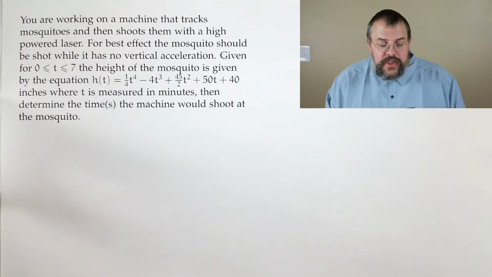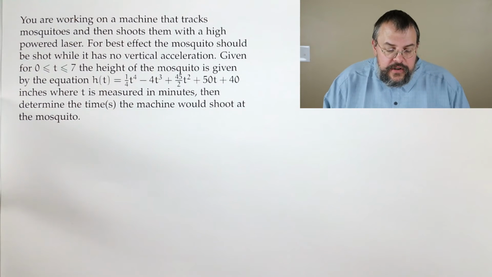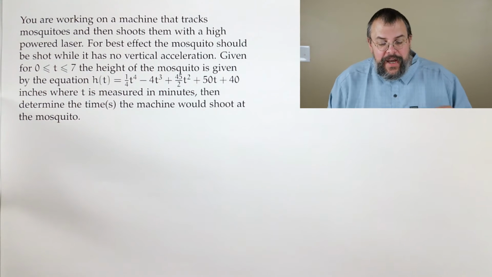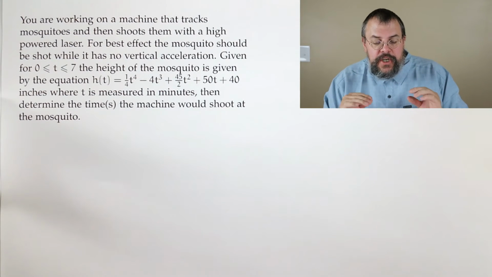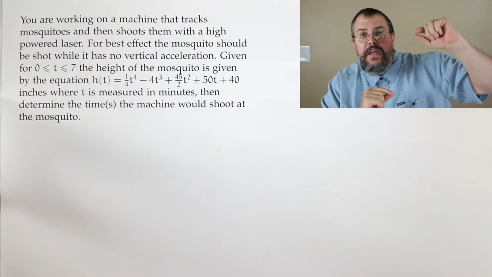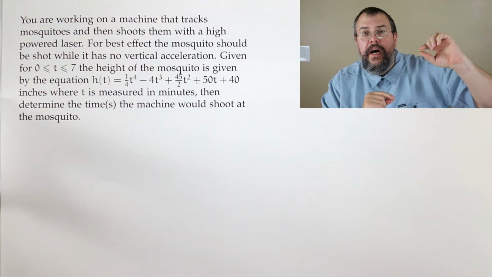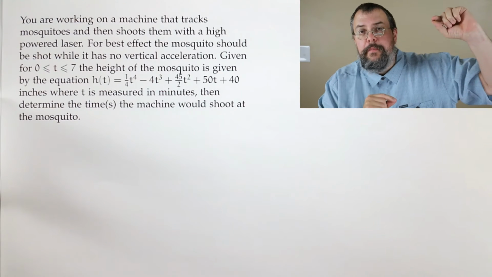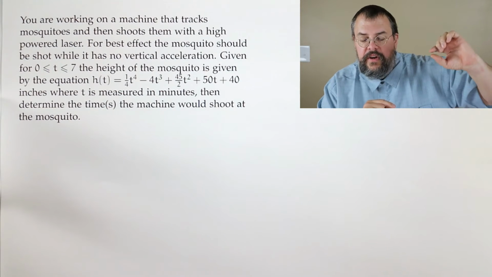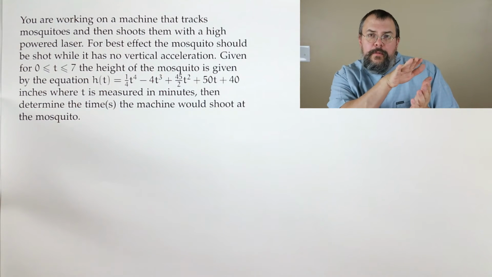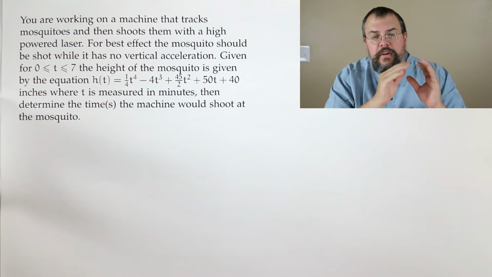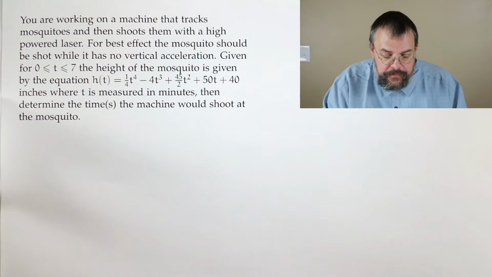So, you're working on a machine that tracks mosquitoes and then shoots them with a high-powered laser. I like this machine. For the best effect, the mosquito should be shot while it has no vertical acceleration. So it can be moving up and down, but it's not speeding up or slowing down. The rate at which it's moving should be a constant rate. That way the laser is a little bit better to aim, and it works better. Okay, whatever the reason, that's what we want.